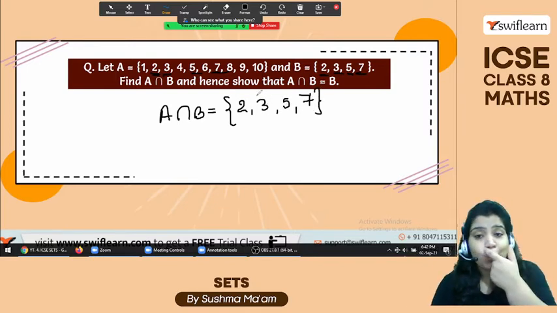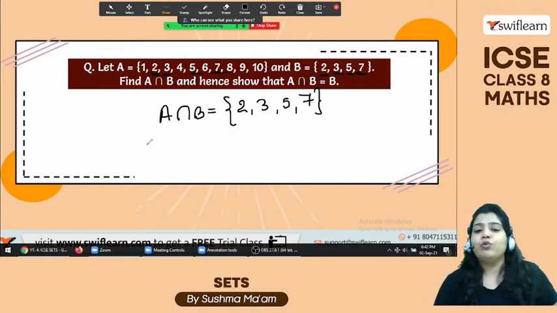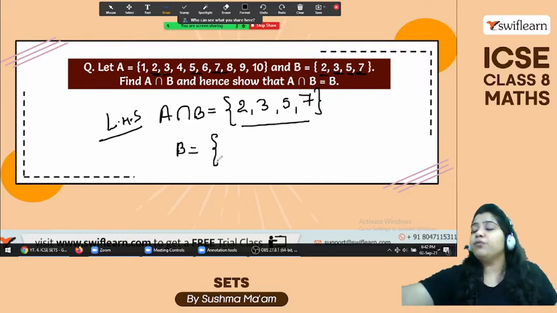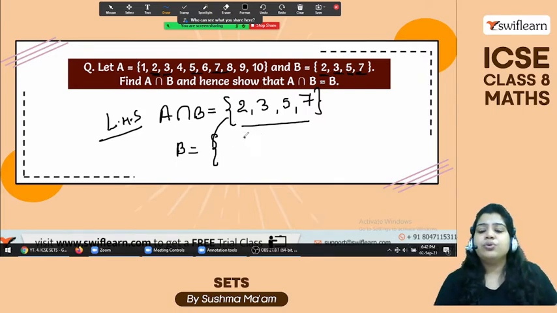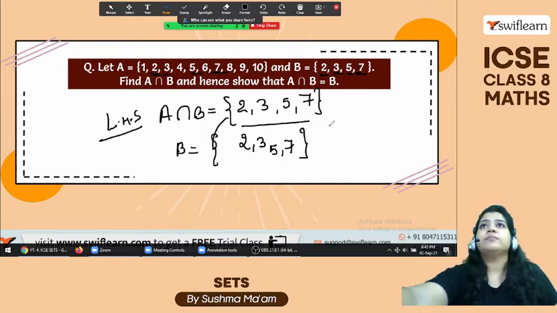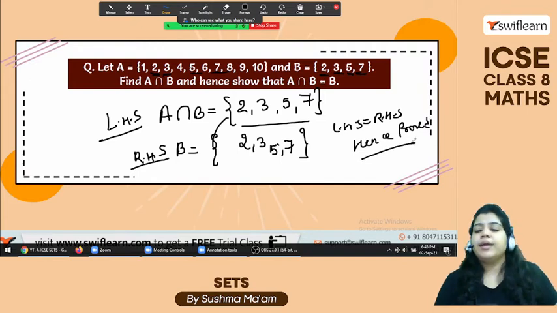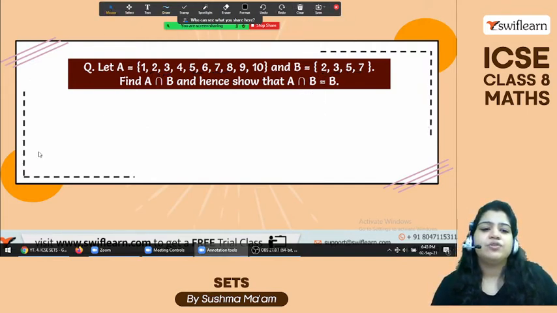Now come to the show that, yes, the proof part. Whenever we have a proof part, this is my LHS. In the LHS, A intersection B, these are the elements in this set. Now on the right hand side we have B, with the elements 2, 3, 5 and 7. So we will write 2, 3, 5, 7. Here you can see that LHS equals RHS. So hence proved.